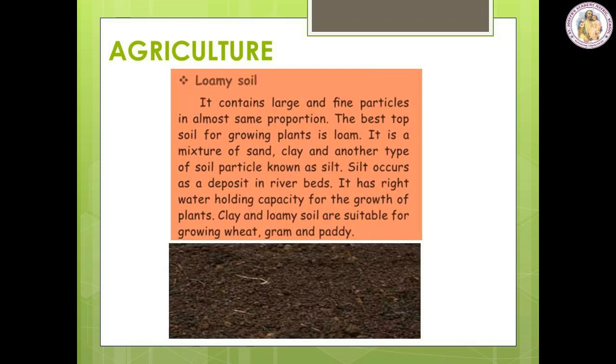Loamy soil. It contains large and fine particles in almost the same proportion. The best topsoil for growing plants is loam. It is a mixture of sand, clay and another type of soil particle known as silt. Silt occurs as a deposit in river beds. It has the right water holding capacity for the growth of plants. Clay and loamy soil are suitable for growing wheat, gram and paddy.